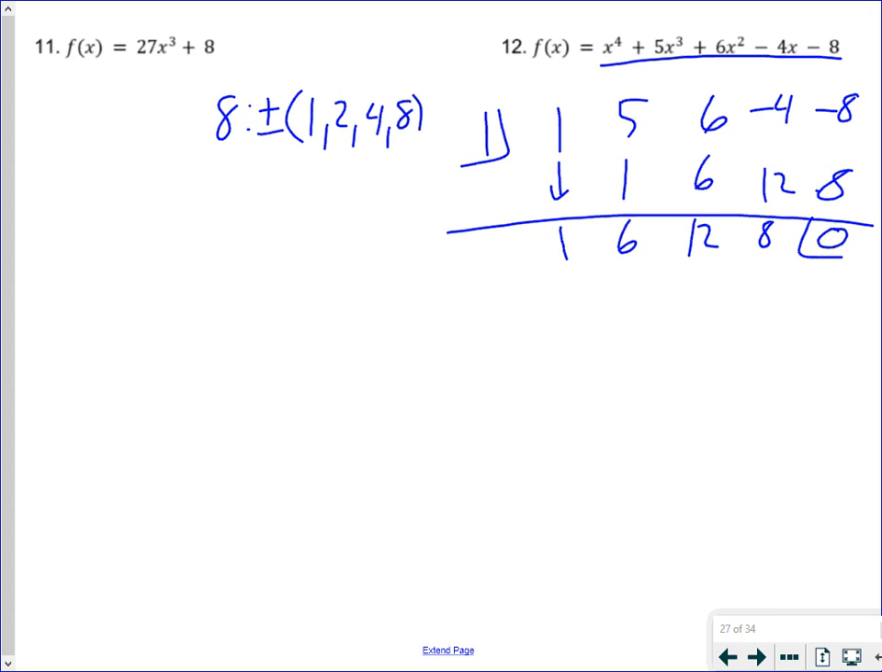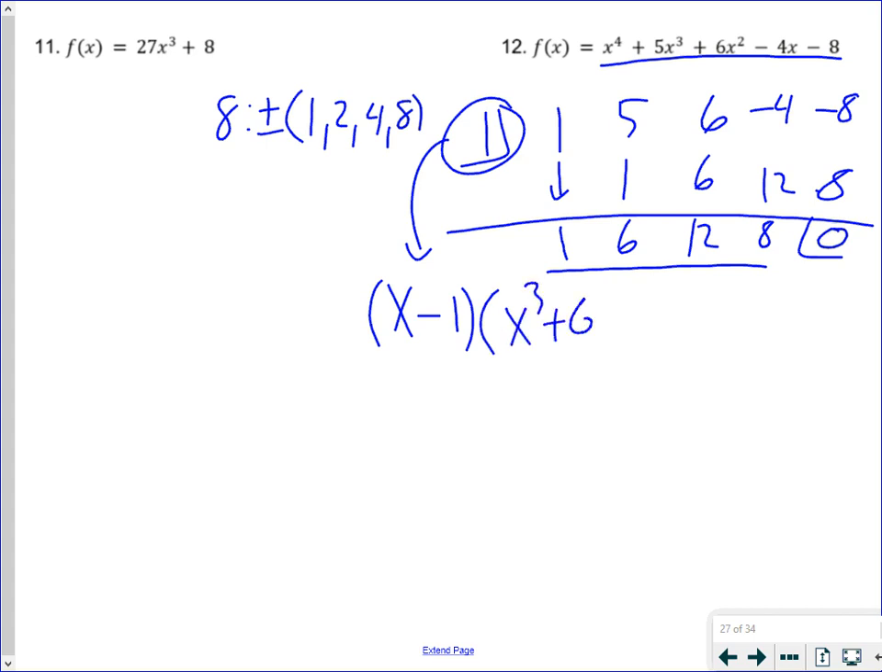So when we divide with a 0 of 1, we get this quotient here. So we can rewrite this. We can take the 0 that we just got and put it down here as x minus 1, since x minus 1 tells us that a 0 is 1, which is what we divided by. So x minus 1 times x cubed plus 6x squared plus 12x plus 8. All right?